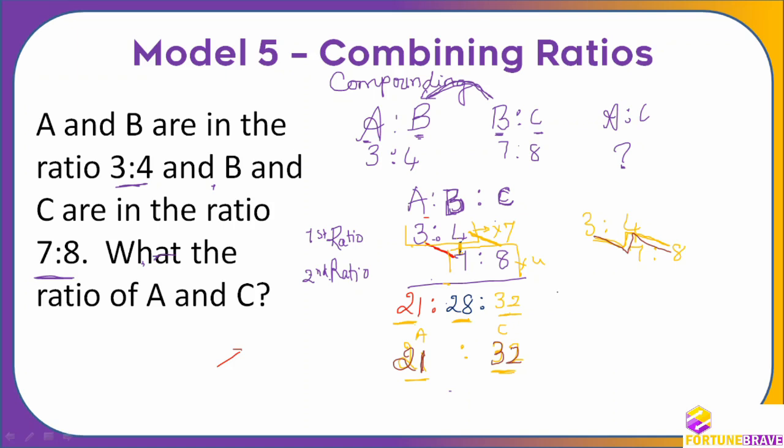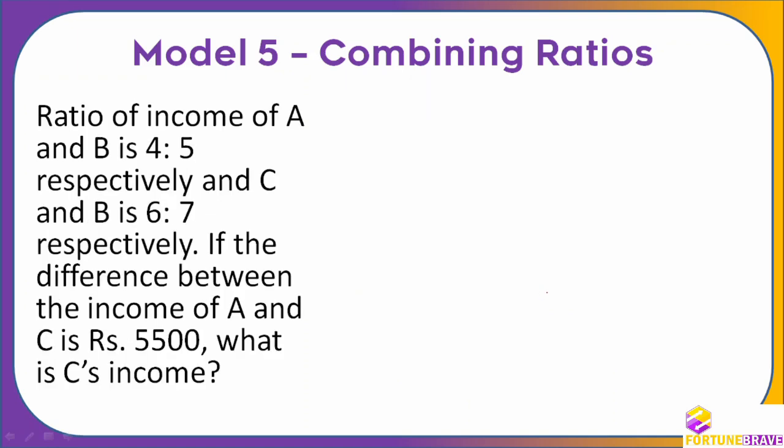So let us do one more question so that it is much clearer. The ratio of income of A and B is 4 is to 5 respectively, and C and B is 6 is to 7 respectively. If the difference between the income of A and C is rupees 5,500, what is C's income? So same kind of question.